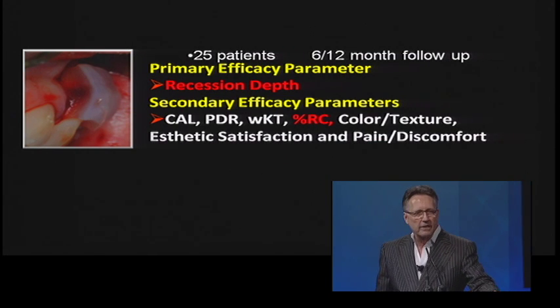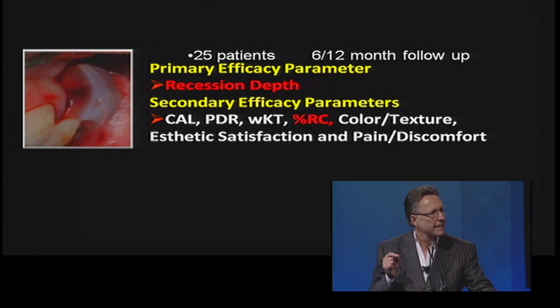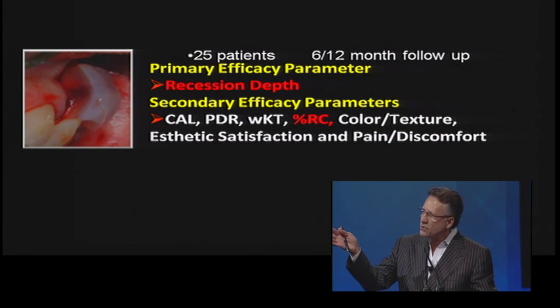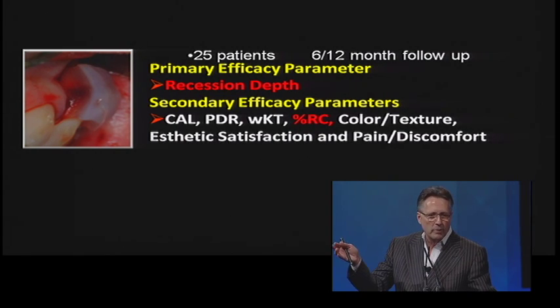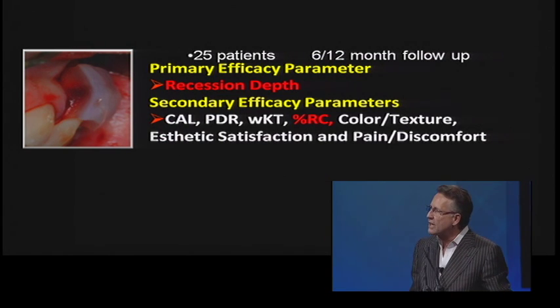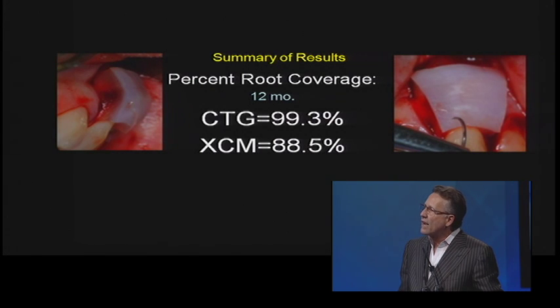So when we looked at our data at 1 year, we found there were only 2 parameters where there was any statistically significant difference, and that was recession depth and percent root coverage. And of course, that's the same data, it's just a different way of expressing it. So when we looked at connective tissue graft versus our coronally advanced flap with the matrix, these were the only 2 variables that had any statistical differences. And what we found was that with our connective tissue graft, we achieved 99% root coverage. And if we look at the xenogenic collagen matrix, we achieved 88.5% root coverage.